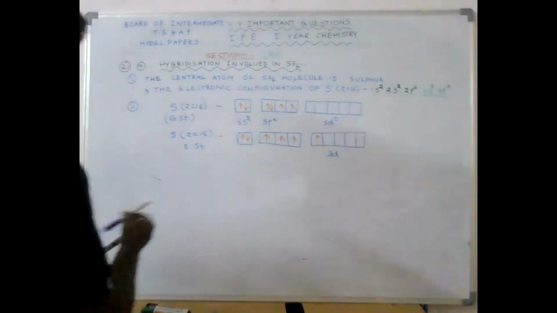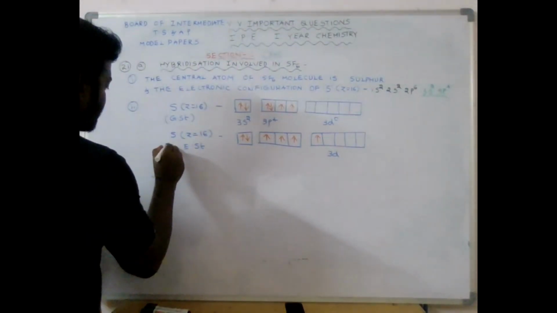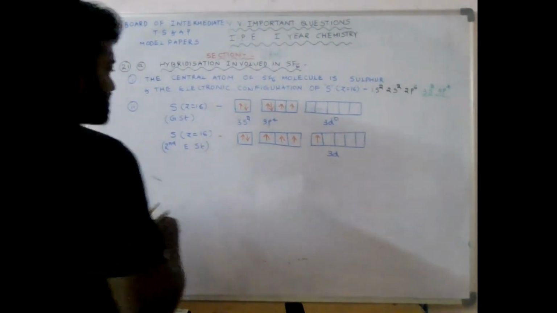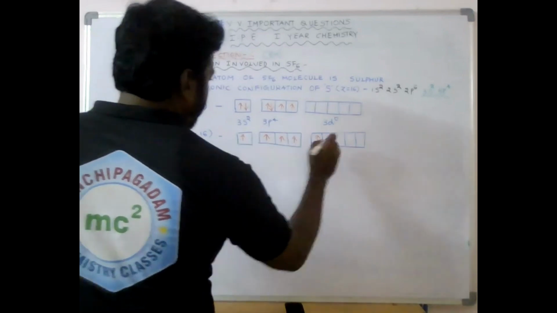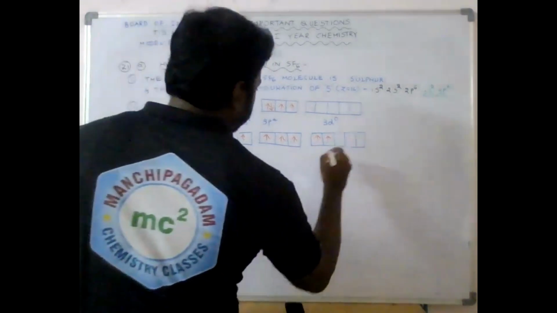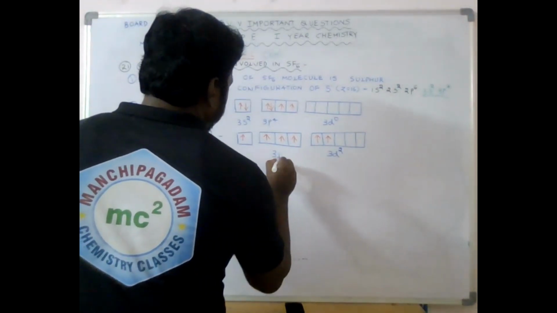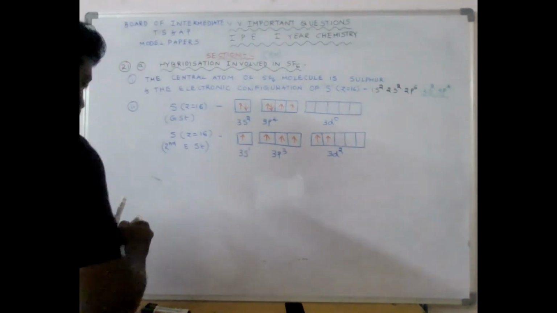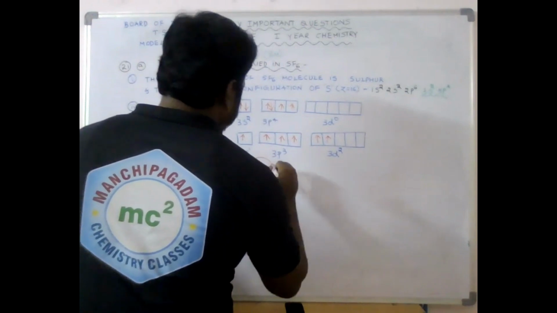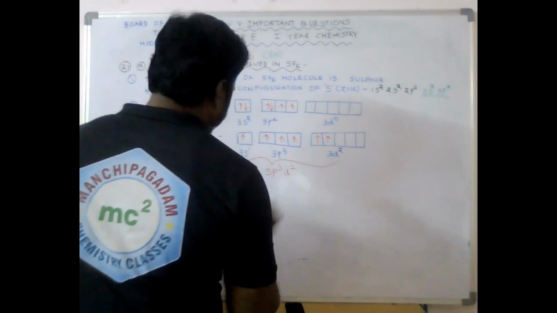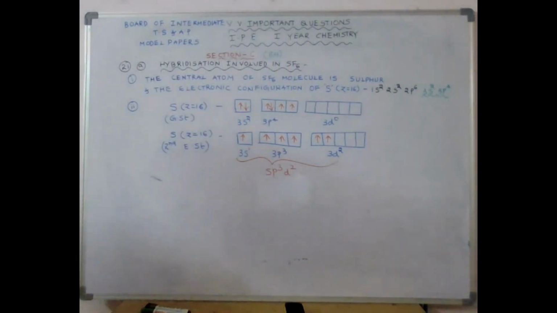This is the first excited state and it will go to the second excited state. Then this electron also will jump to the d orbital. Now 3d0 has become 3d2, correct? 3p4 will become 3p3, and 3s2 will become 3s1. So what is the hybridization now based on this? 1s, 3p, 2d, sp3d2 hybridization. Sulfur undergoes sp3d2 hybridization.